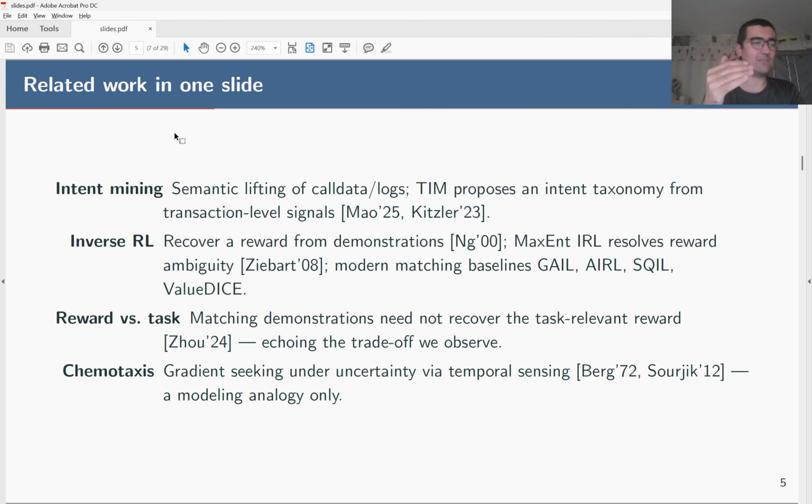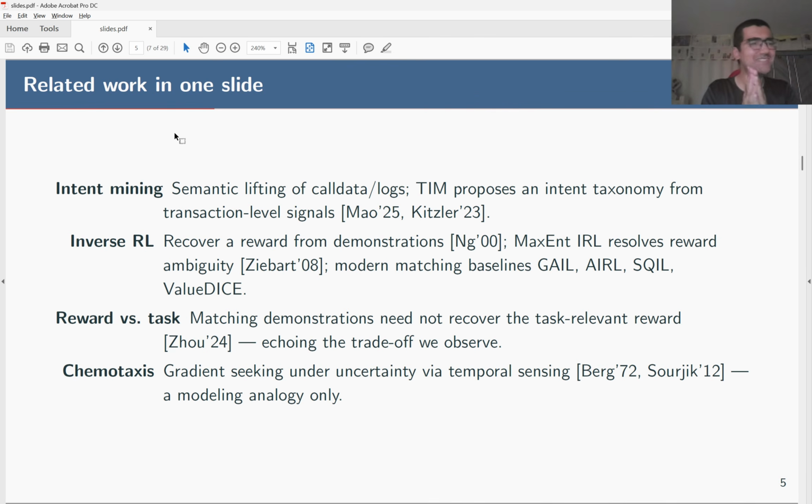Modern distribution matching methods like GAIL, AIRL, IQ-Learn, and ValueDICE build on this, and they become our baselines. Third, and this is the key conceptual link, recent work argues that simply matching demonstrations does not necessarily recover the task-relevant reward. The gap between data alignment and task alignment is precisely the trade-off we end up observing in our results. And finally, the chemotaxis literature, which, as I said, we use purely as an analogy.